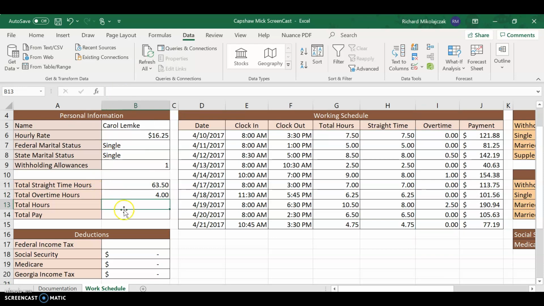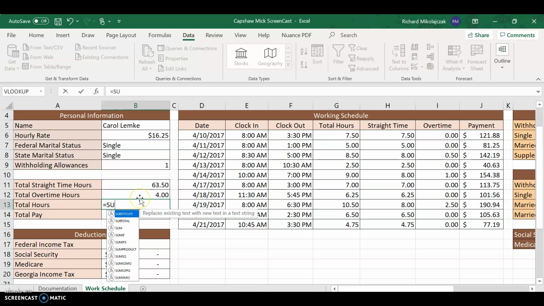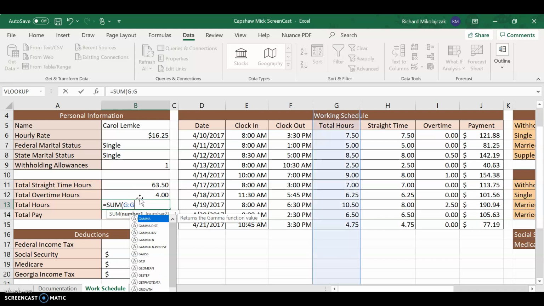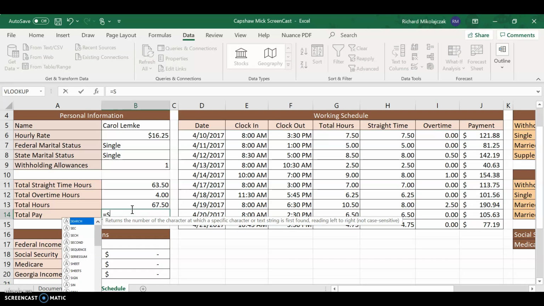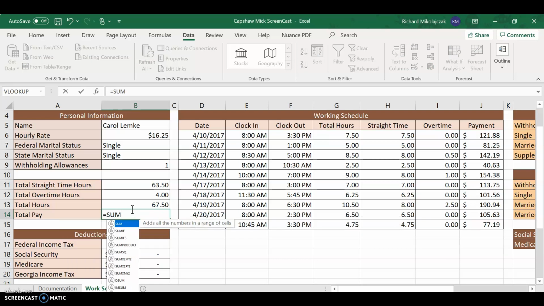That should do it. And then we're going to do total hours, which is J, will equal SUM G. That should be all of it. And that adds up. The straight hours and the overtime equals the total hours. And then we're going to get the total pay. So that's equals SUM, and we're using column J.